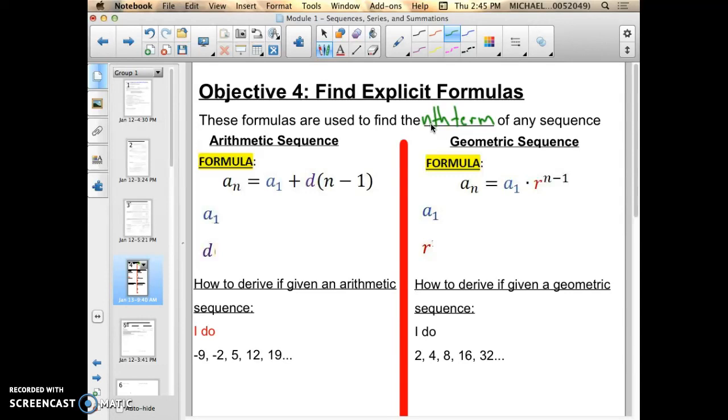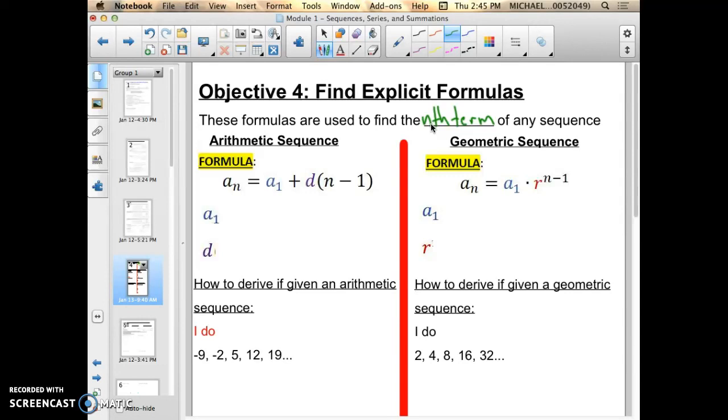Let's start with the arithmetic sequence. The parent formula for any arithmetic sequence given to you is a sub n equals a sub 1 plus d times n minus 1. Now, if you notice, a sub 1 and d are in different colors, and I did that just to highlight that these are very important pieces of the formula because they will change based on the given sequence that is put in front of you. So any given sequence will have its own specific explicit formula.